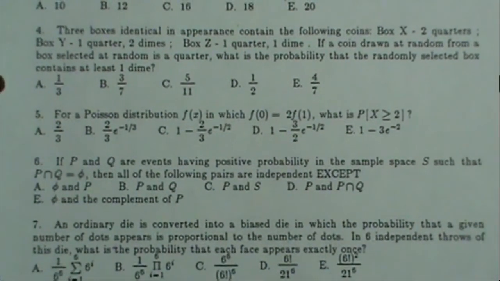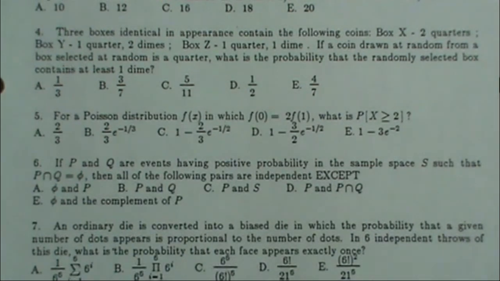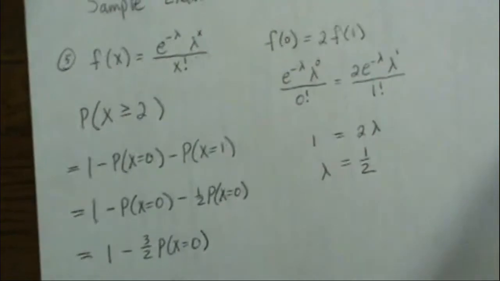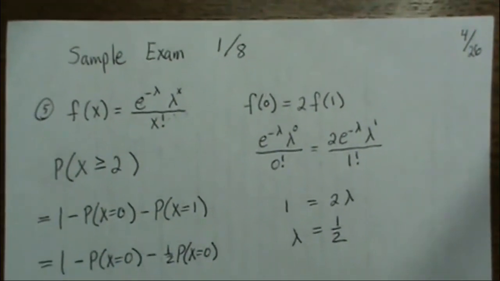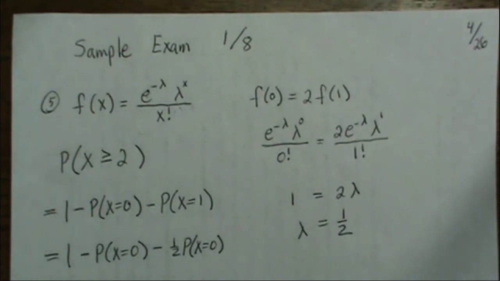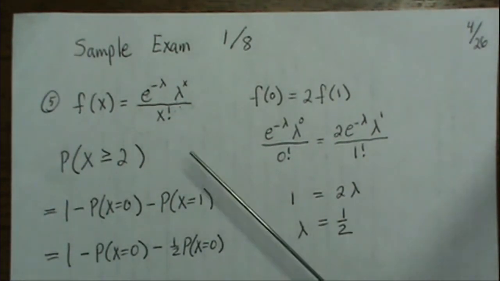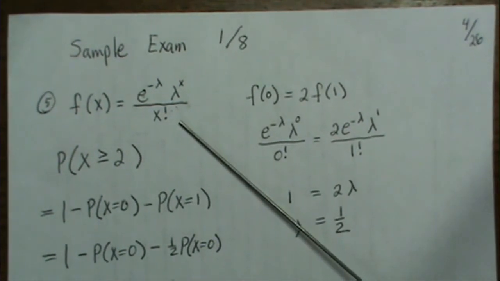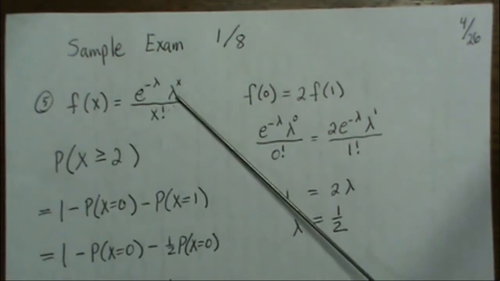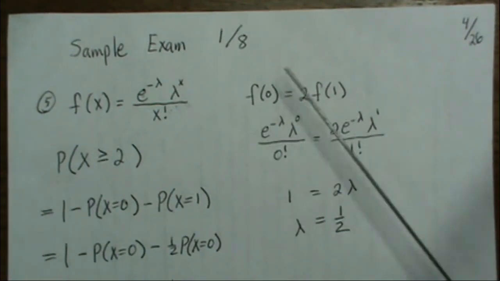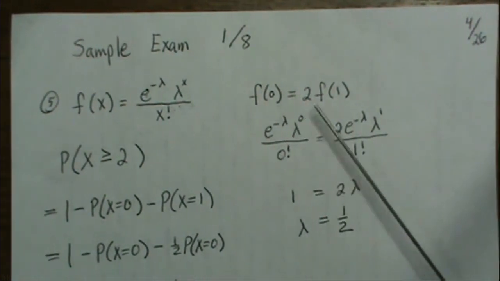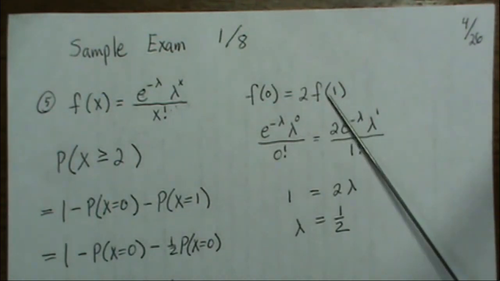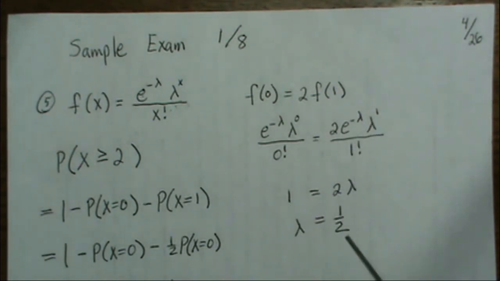Problem 5. For a Poisson distribution, f of x, in which f of 0 equals 2 times f of 1, what is the probability that x is greater than or equal to 2? So here, we're given that it's a Poisson distribution, and this is the density of a Poisson, but we don't know the lambda value, the parameter, but they do give us this relationship. So if we plug in 0 for x, and here we plug in 1 for x, but we keep the 2 times it, then we can solve for lambda, and that's 1/2.